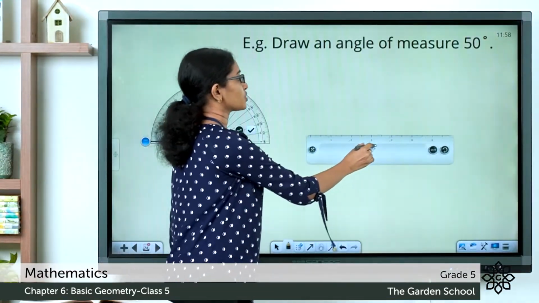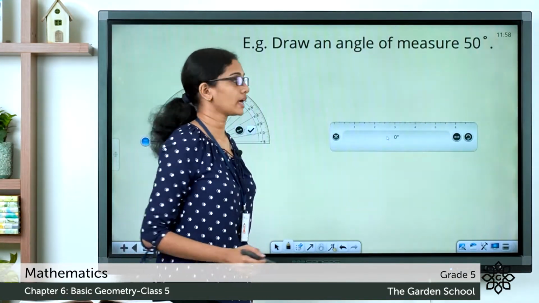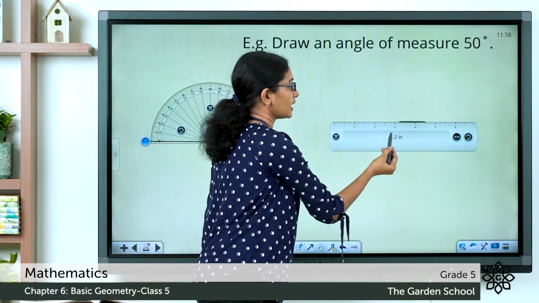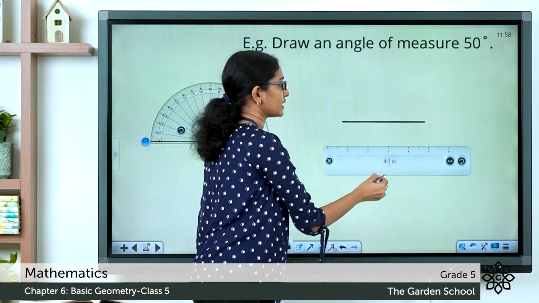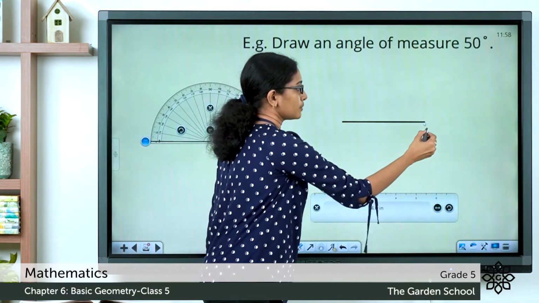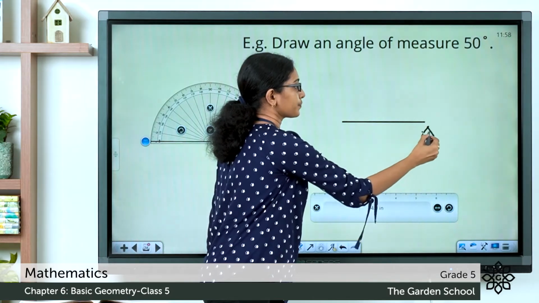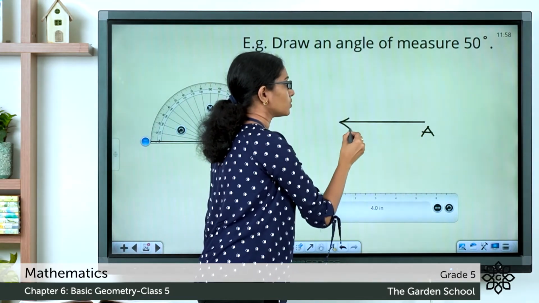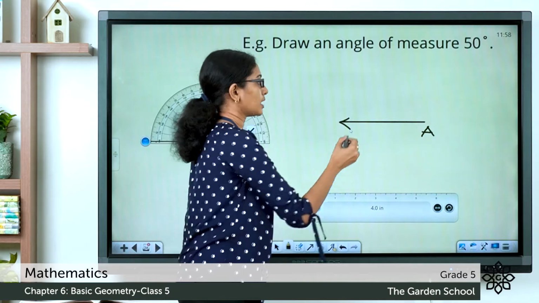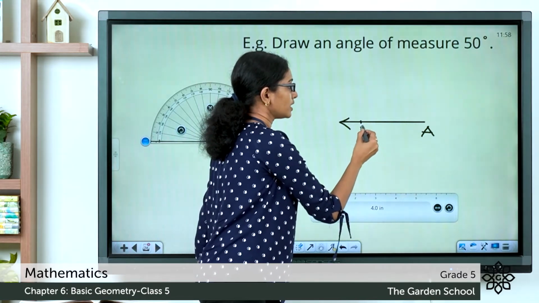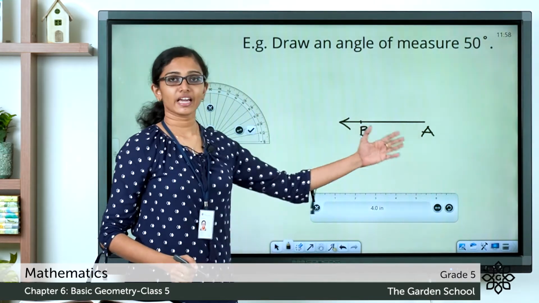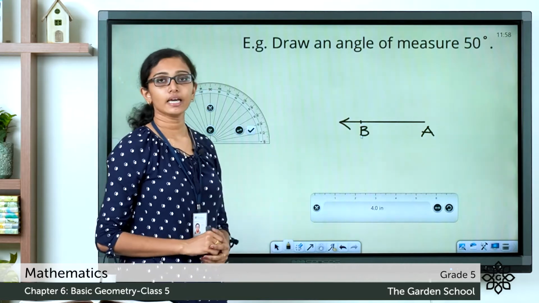First step is to draw the lower arm of the angle. So I'm going to draw a line using the ruler and then mark the starting point. Now let it be A, and the arrow pointing towards the left and a point on the arm of the angle. So now this is ray AB which is pointed towards the left.